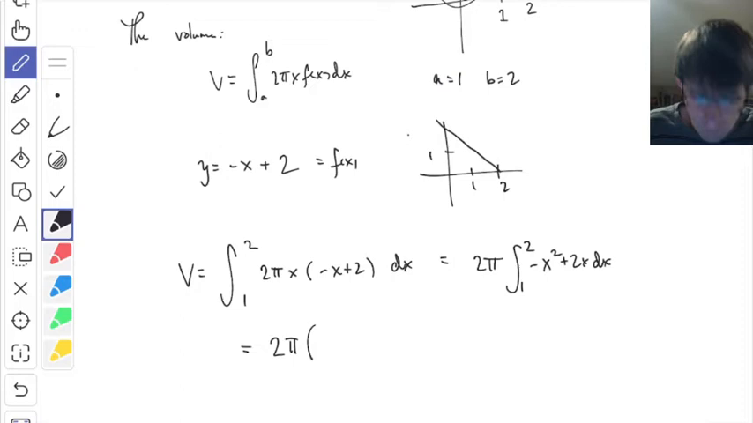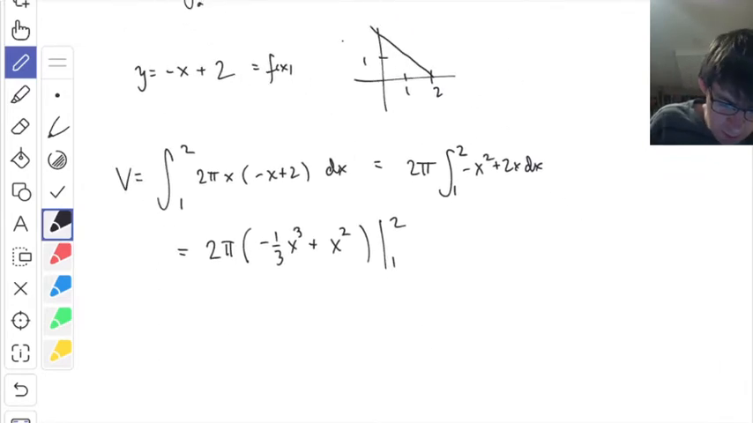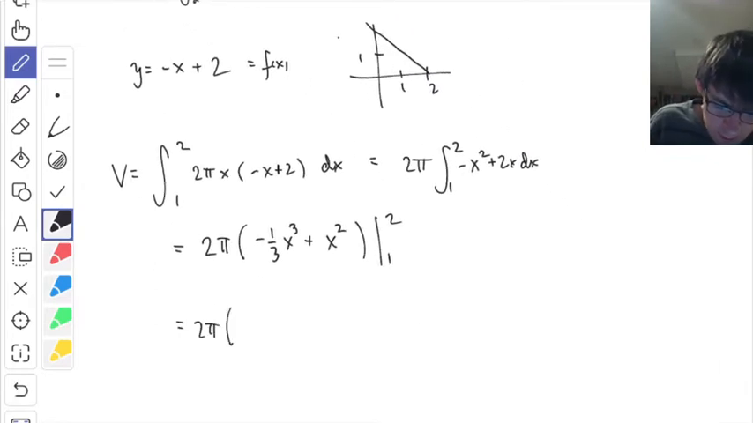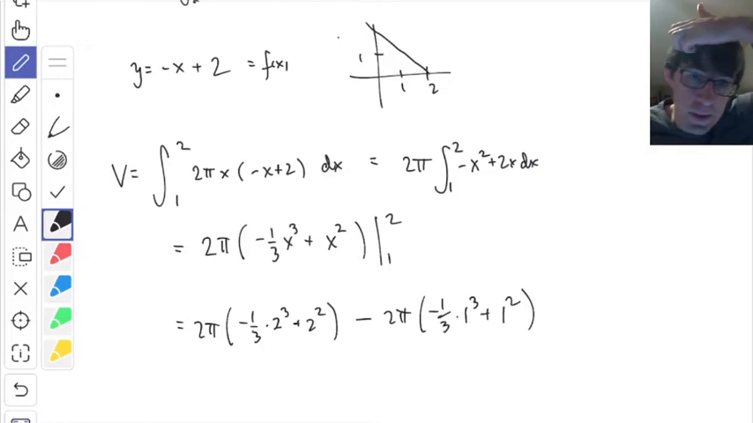Negative 1 over 3x to the third plus x squared. Yeah, excellent. Great. And then I put my 1 and 2, right? And you plug the numbers in. We get 2 pi times minus a third times 2 cubed plus 2 squared, minus 2 pi times minus a third times 1 cubed plus 1 squared. There you go. That's the answer, the volume.